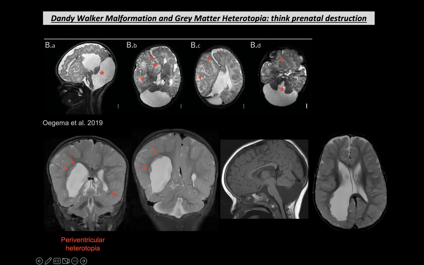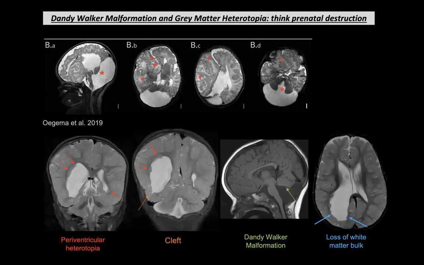There is a very destructive looking brain, abnormal corpus callosum, small pons, Dandy-Walker, this kind of brain-in-brain gray matter heterotopia in this case published in 2019 that suggests a destructive event. This is a case from Ghosh. In the row below, you see nodules of gray matter heterotopia, but also a cleft and Dandy-Walker and loss of white matter bulk. All of these are radiological signs that suggest an insult rather than a genetic cause for the heterotopia.